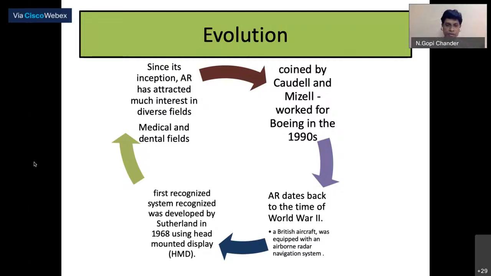Now it has got a diversified interest, especially in the medical and dental fields, because of many reasons in terms of improving the understanding of cadavers, improving the understanding of how the human system works. Maybe as dentists, we'll be more concerned with the maxillofacial structures. Post 2000, there's a greater understanding of augmented reality, and in the last 5-10 years, we have developed a lot in terms of augmented reality systems in dentistry.